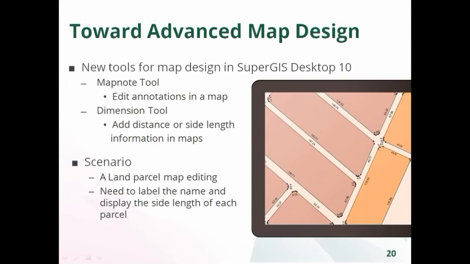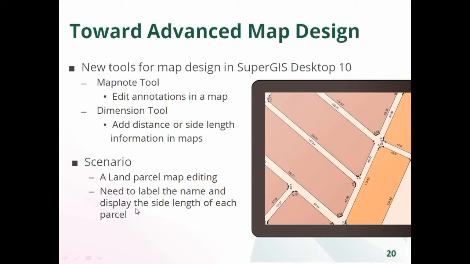Okay, the map node tool is designed for users who need to adjust annotation in maps. It can help users to edit and place annotation in a better position. In that way, the annotation can be displayed in a more intuitive way. The dimension tool can help users to add distance information in maps and make their map readers get the real sight of the landscape. And here is the scenario.